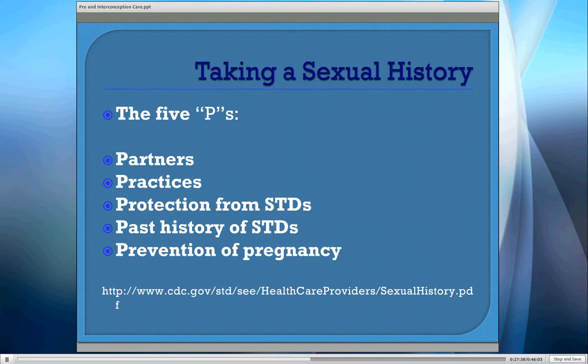One helpful tool to facilitate communication around sexuality is the CDC publication, A Guide to Taking a Sexual History. Again, this includes suggestions for introducing the discussion, conducting the assessment, and for counseling. The 5 P's, partners, practices, protection from STD, past history of STD, and prevention of pregnancy are all addressed in the publication. And again, this is available from the CDC website seen here on the slide.